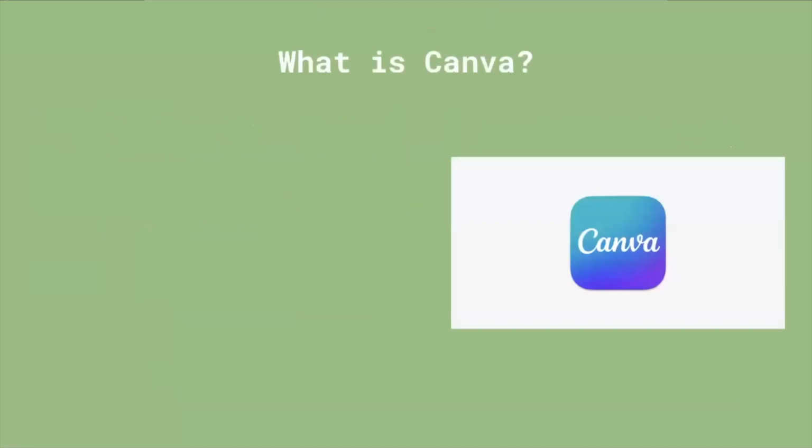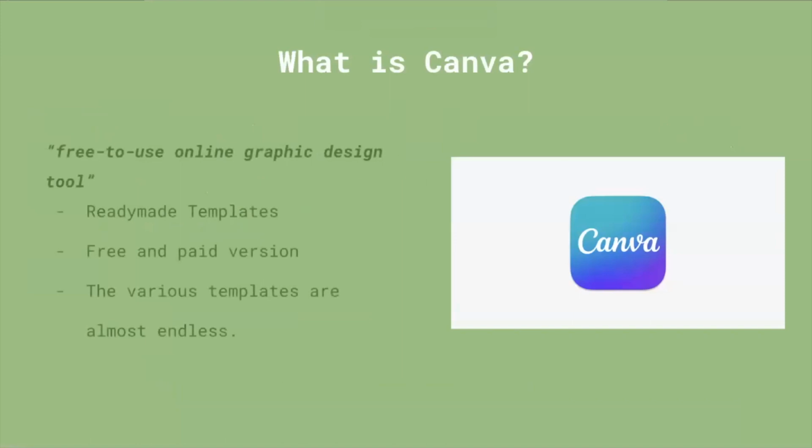So the first question is, what is Canva? And pulling directly from their website, it is a free-to-use online graphic design tool. It has many ready-made templates, which are very easy to use. There is a free and a paid version. Even though there is a paid version, the free version is very good. It has many features, and the various templates that are available are almost endless. When I'm using Canva, I'm overwhelmed by the selection that I have, even with the free version. So I will show you what is Canva later on.